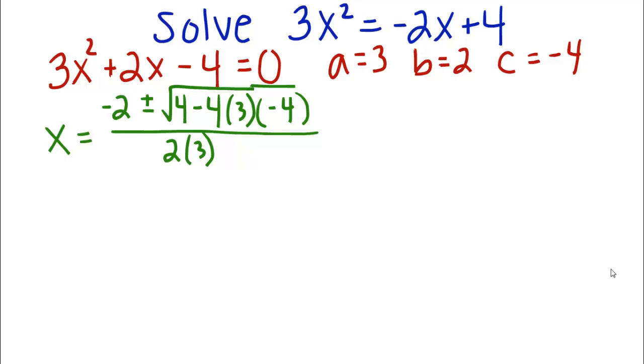Let's keep simplifying. Notice I put the c value, the negative 4, in parentheses. It's going to be really important.